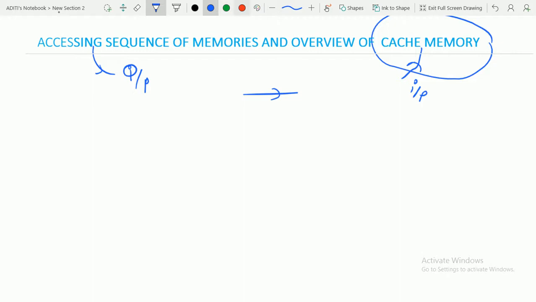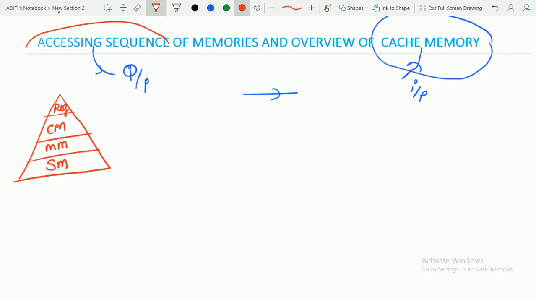In the previous lecture I already told that the CPU organization has 4 level memory in general. First is register, second is cache memory, third is main memory, and fourth one is secondary memory. We know that these are 4 levels, but how we are accessing the data from it is the point that we are taking in this lecture. That is the accessing sequence.